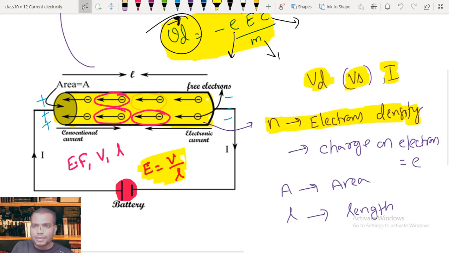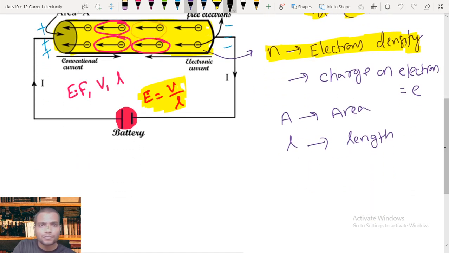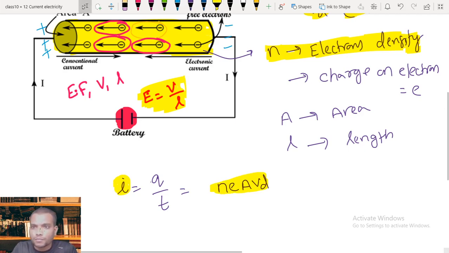By using that relation, we derived the current. What is the current expression? Earlier we know that current I equal to Q upon t. By using this relation, we got current I equal to n e A Vd. This is the relation between current and drift velocity. Current I equal to n e A Vd.